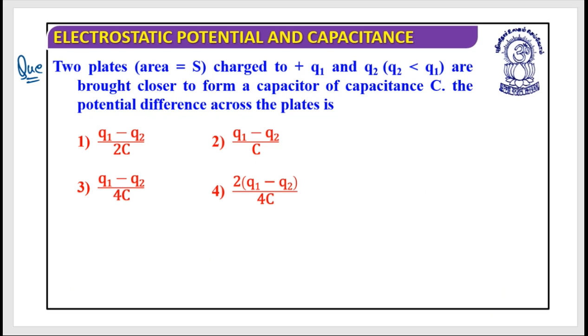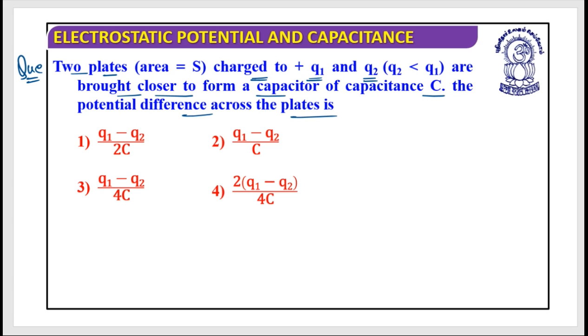What this says is that two plates, charged to plus Q1 and Q2, are brought closer to form a capacitor of capacitance C. The potential difference across the plates. Yes, a very logical question.